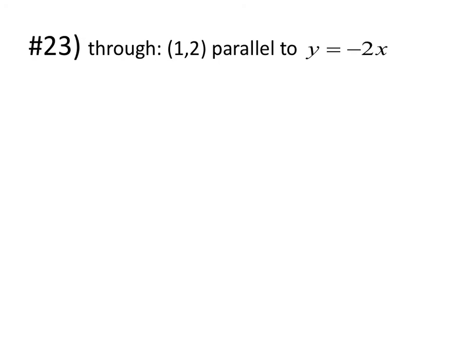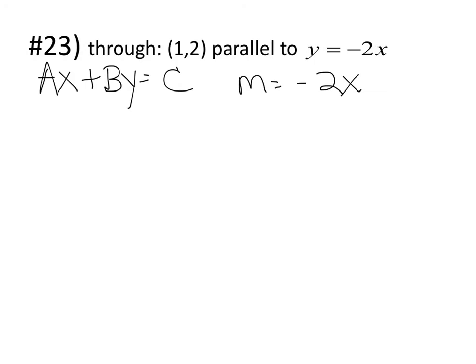All right, same situation here for number 23, except they want it in standard form. So we need ax plus by equals c. Parallel, so we know same slope, so we're going to go ahead and use this slope. My slope is just negative 2, and I'm going to use the point they gave me.